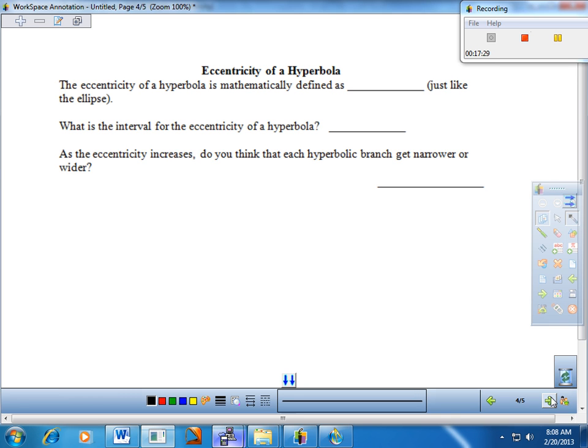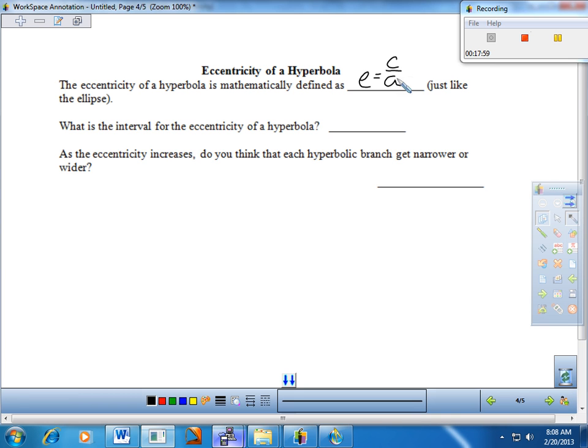Won't hold you too accountable for this, but some interesting things that we can kind of quickly take a look at here. So eccentricity, coming back, we talked about eccentricity of an ellipse, and here's the eccentricity of a hyperbola. So let's fill in a couple blanks and go for it. The eccentricity of a hyperbola is mathematically defined as, and it does say just like the ellipse, so good little review. And do you remember? C over A. One of the easier calculations we've done in this unit, just C over A, and kind of nice.